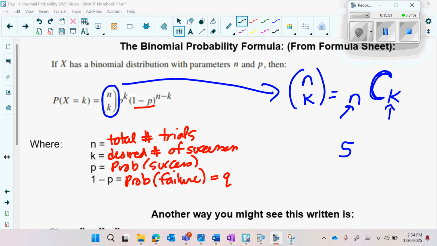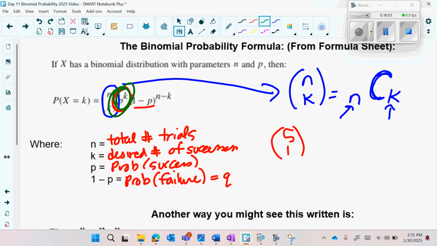So going over to this, I'm going to just show you again how to plug into the formula, okay? So it says n over k. So that was 5 over 1, okay? Then it says p to the k. I'm up to this part here, guys. I'm going to color code it in green, okay? p to the k. So the probability of success to whatever desired number of successes we wanted. So the probability of success was type O blood.